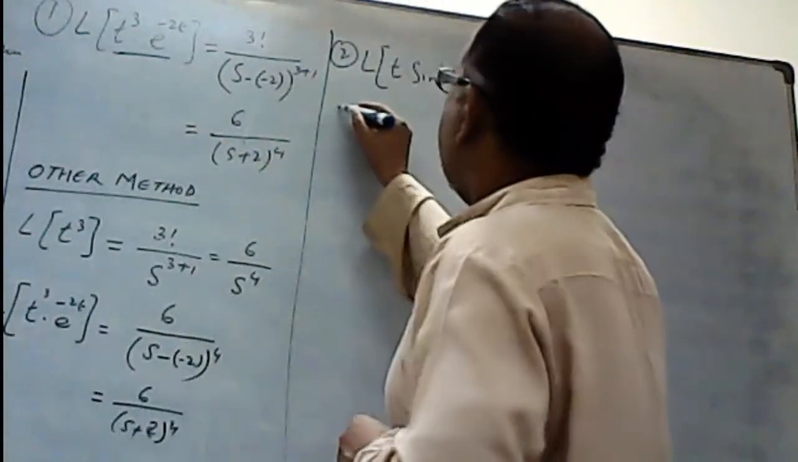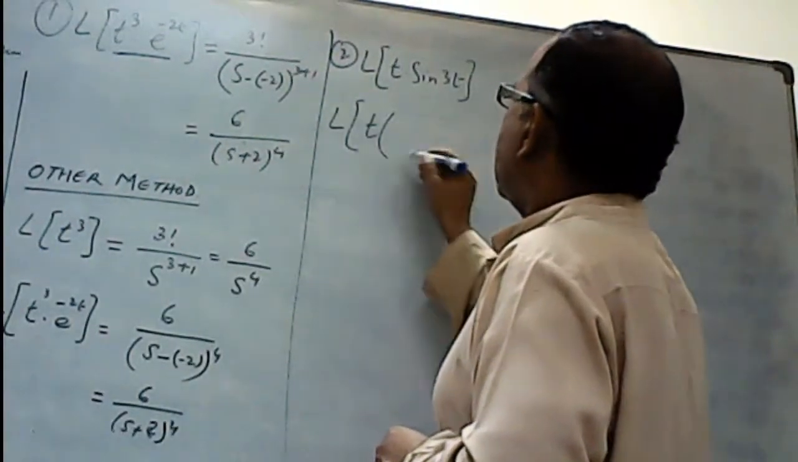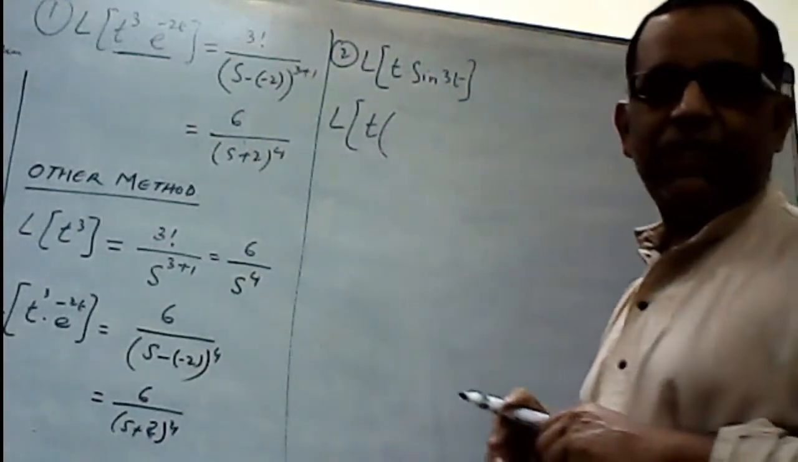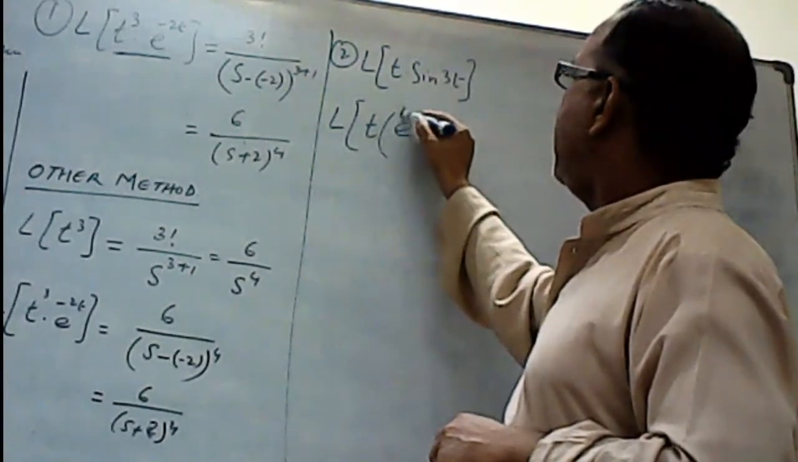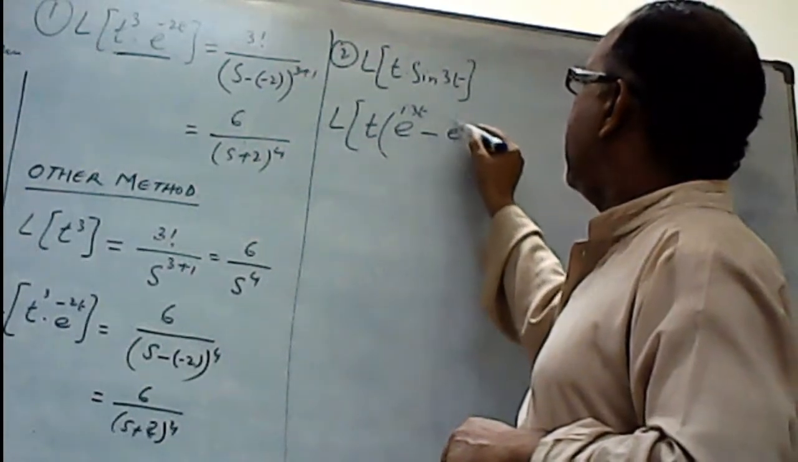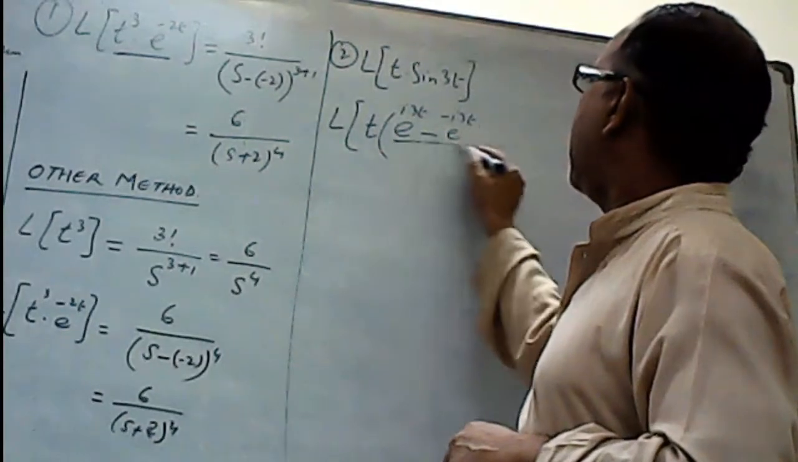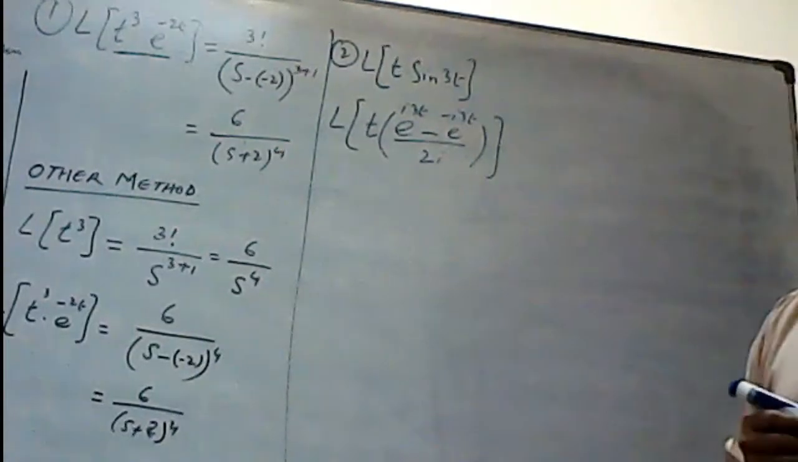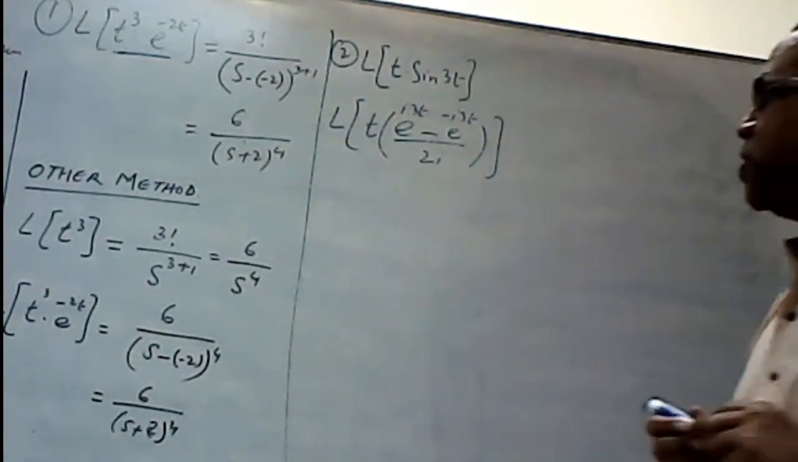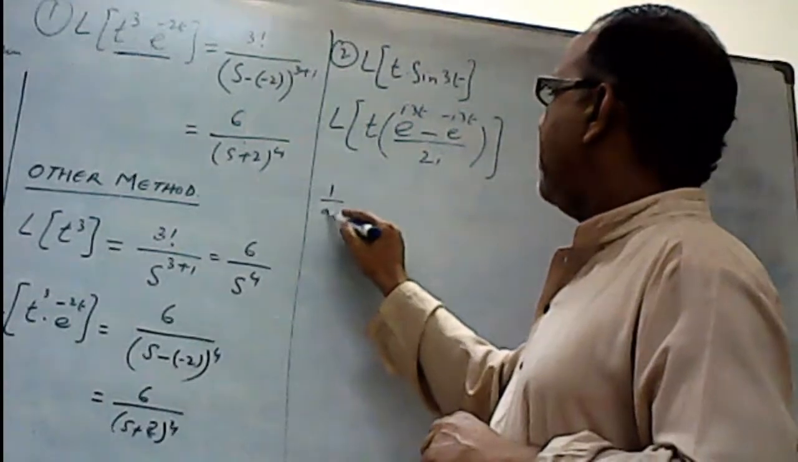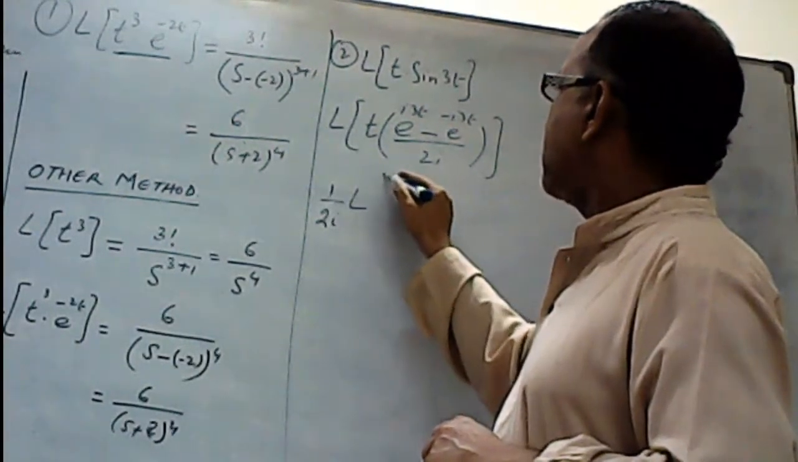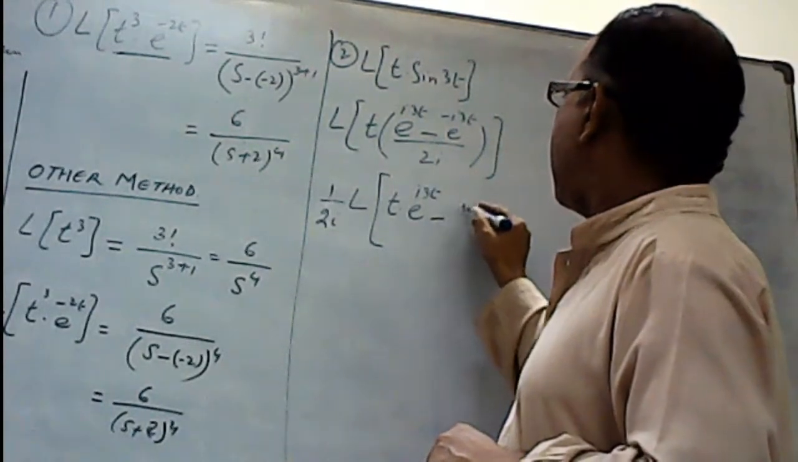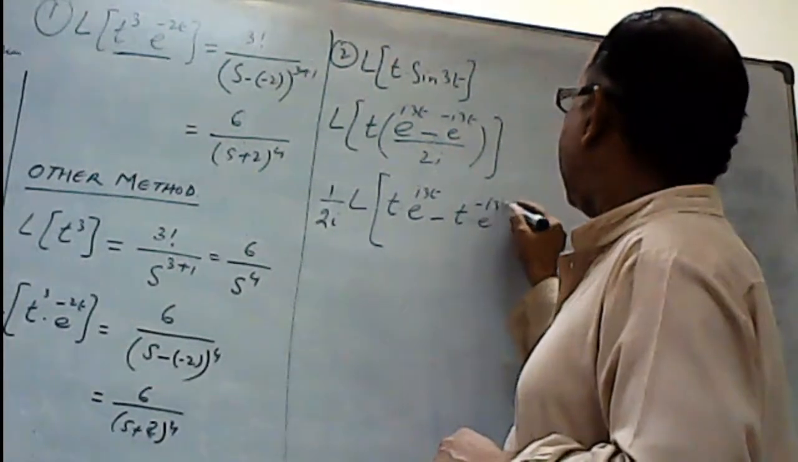So now I would like to induct exponential, so we can write the value of sine 3t in terms of exponential. If I write e power iota 3t minus e power minus iota 3t upon 2 iota, then it will fulfill my requirement. That is the induction of exponential. So now I can rewrite 1 upon 2 iota, then Laplace of t into e power 3 iota t minus t into e power minus 3 iota t.